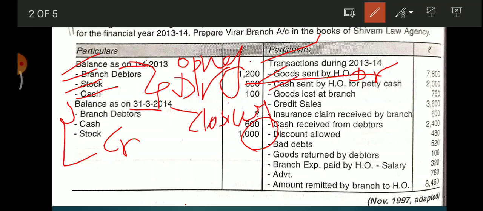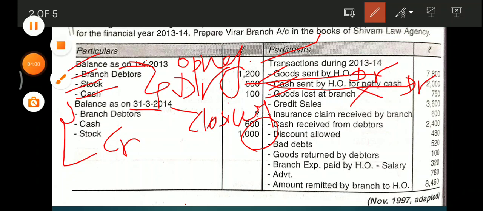Then we have next, friends, cash sent by head office for petty cash. Cash is transferred by the head office to the branch. Again the branch will receive the cash, so it will be recorded on the debit side of the branch account because it is received. Then the next one is goods lost at branch. If the goods are lost at branch, no entry will be passed for this, so we have to ignore it.